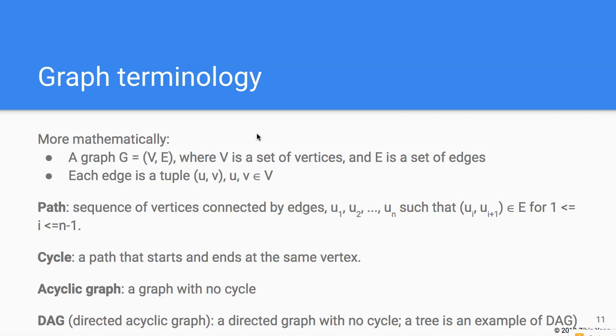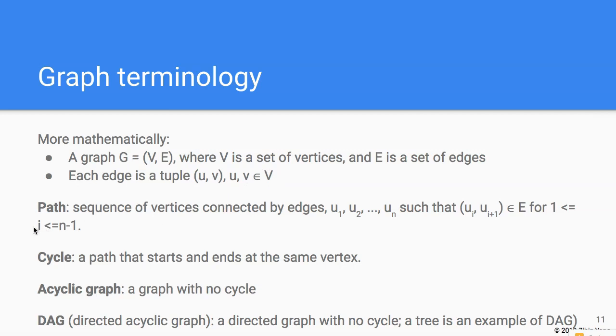For those of you who are more mathematically inclined, from a definition standpoint, a graph consists of V and E. V is just a set of vertices and E is a set of edges. Note that I use the word set here because usually the order of vertices and edges doesn't matter, although there are times that we will compare them. Anyway, each edge is a tuple from a vertex in V to a vertex also in V, right?